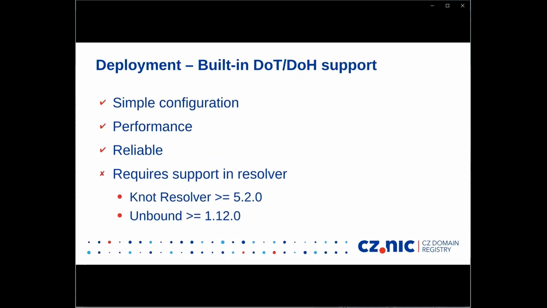The other option is to use a resolver that has built-in support for DoT or DoH. The good thing about it is that the configuration is typically really simple. It's just 2 lines in a configuration file. As I've talked about before, this seems to achieve much greater performance, and it also seems to be more reliable and stable than some of the other solutions. The downside is that it requires support in the resolver, and these have been fairly recent additions. For Knot Resolver, you need version 5.2 or newer, and the recently released Unbound also has this support.